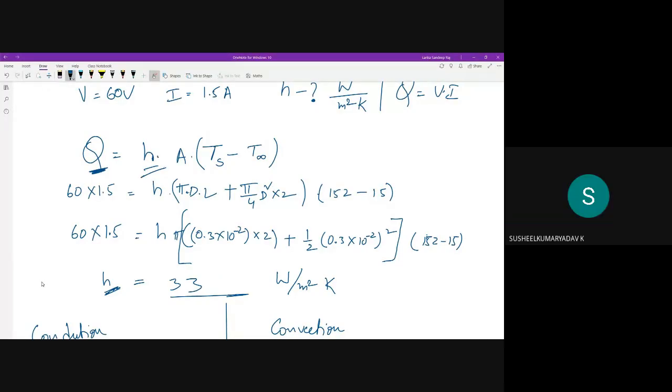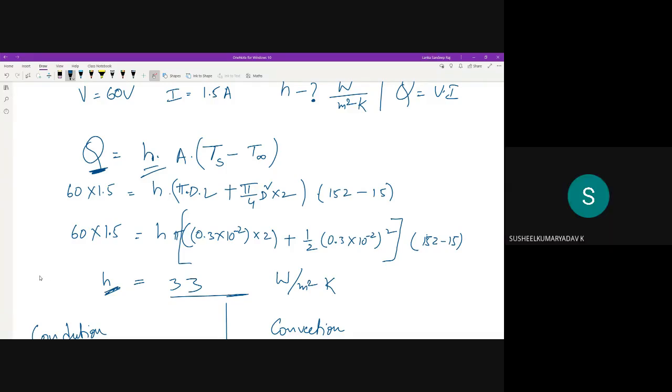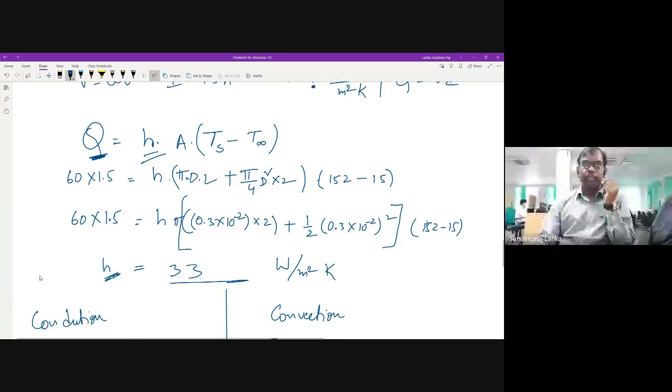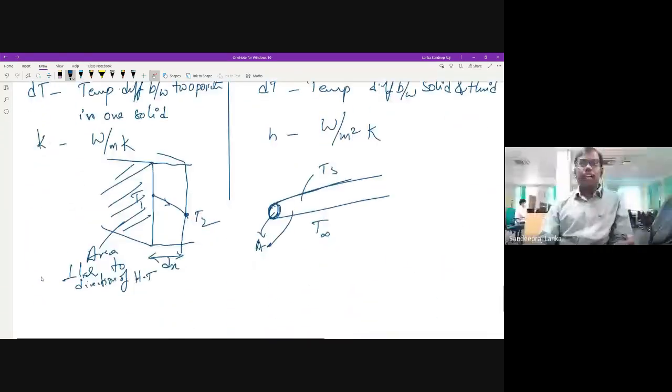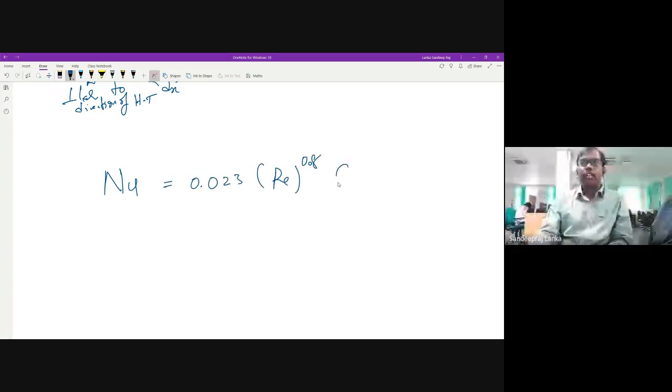For a wire, we have a formula, sir, but for a normal solid part, how to find Q? It will be difficult. That part we will see in unit 3, but I will tell you a simple thing here. Nu is equal to 0.023 into Re power 0.8 into Prandtl power 0.3.